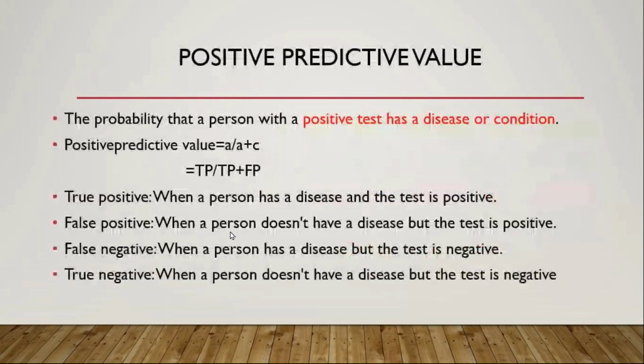Now the next is positive predictive value. So what is positive predictive value? It is a probability. Please make a note that positive predictive value is the probability that a person with a positive test has a disease or condition. So positive predictive value is a probability, while sensitivity and specificity are based on true positive and false positive. These types of questions come in the part 1 MRCOG exam. So positive predictive value is equal to A upon A plus B, that is true positive upon true positive plus false positive. Again make a 2 by 2 table.